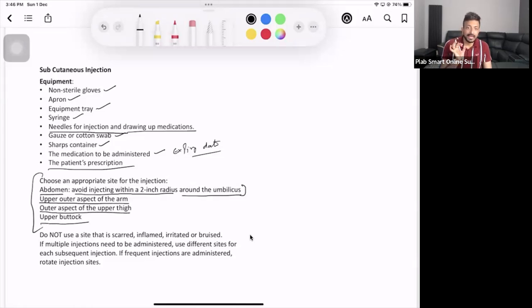Now, if you're giving repeated injections, for example insulin, you may have to give it a few times in a day. So what we advise the patient to do is use different sites. That would be the ideal thing. Do not use a site if it is scarred, inflamed, irritated, or bruised. If multiple injections need to be administered, use different sites for each subsequent injection. If frequent injections are administered, rotate the injection site. So these are some general advices that you can explain to your student as well.